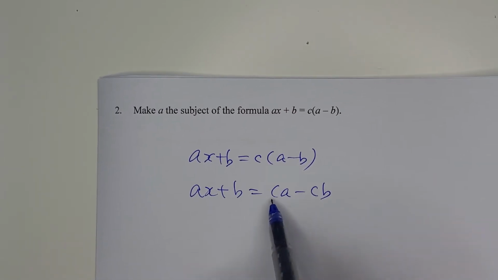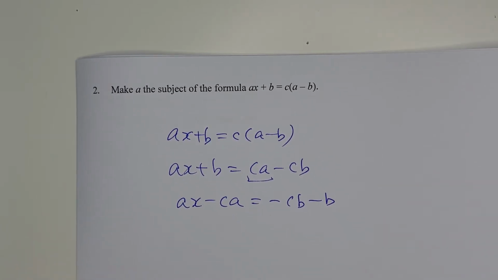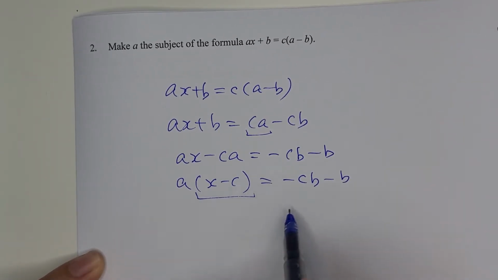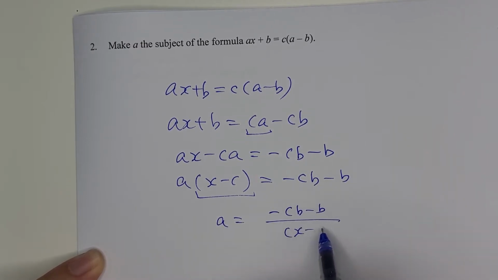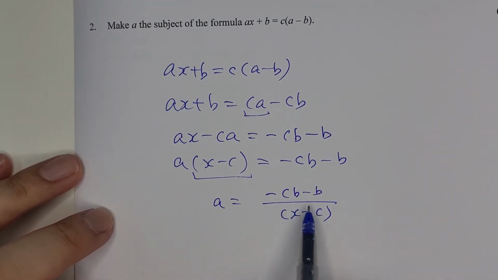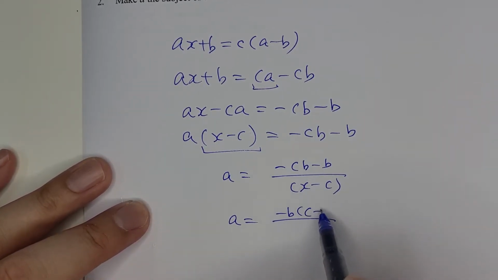And next, there's a term CA, so move it to the other side. So AX minus CA equals, okay, negative CB minus B. And next, you can see that we can take out common factor A, that is A bracket X minus C equals negative CB minus B. So for the final answer, you move this term X minus C to the denominator: negative CB minus B over X minus C. But that's not the end of the answer, because in the numerator you can take out the common factor negative B. So A equals negative B bracket C plus 1.